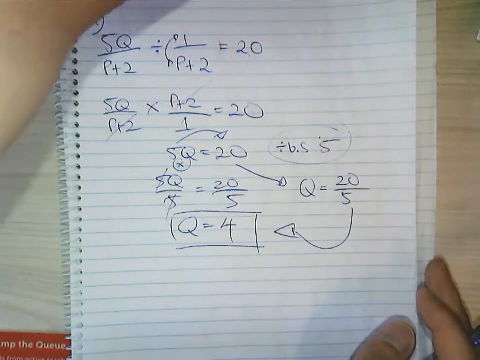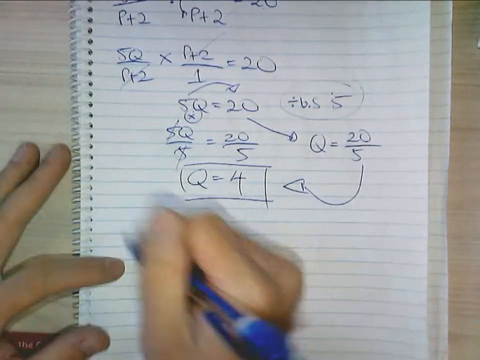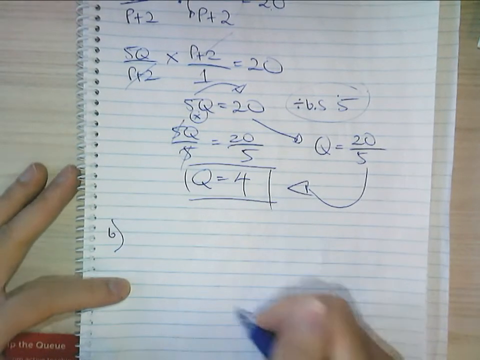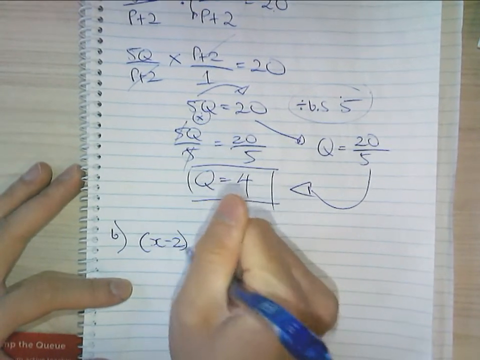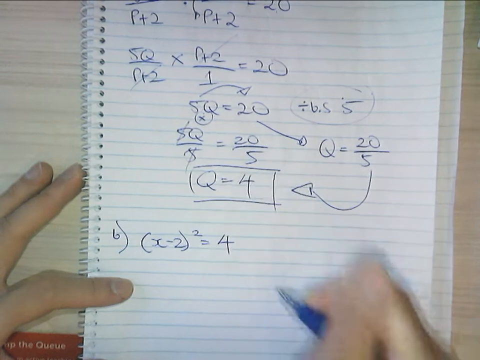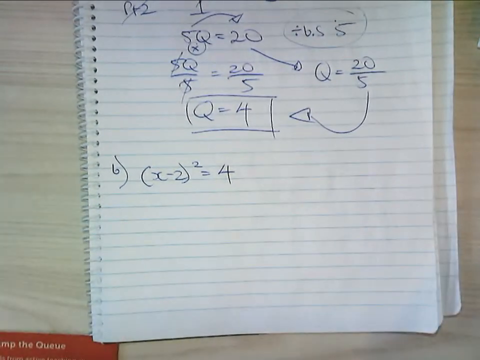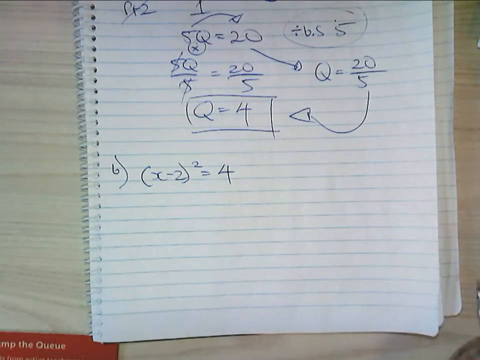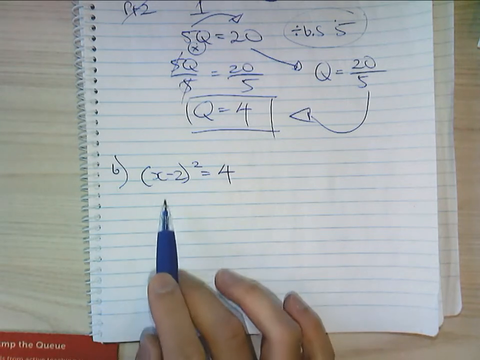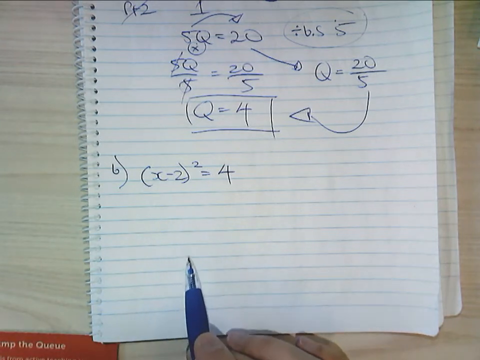Let's keep on going, and we've got our second problem here. This is part B. We've got x minus 2 squared is equal to 4. Okay, so what do we have here? We want to solve for this x. There is a longer way to do this, but I'm going to show you a shortcut way.